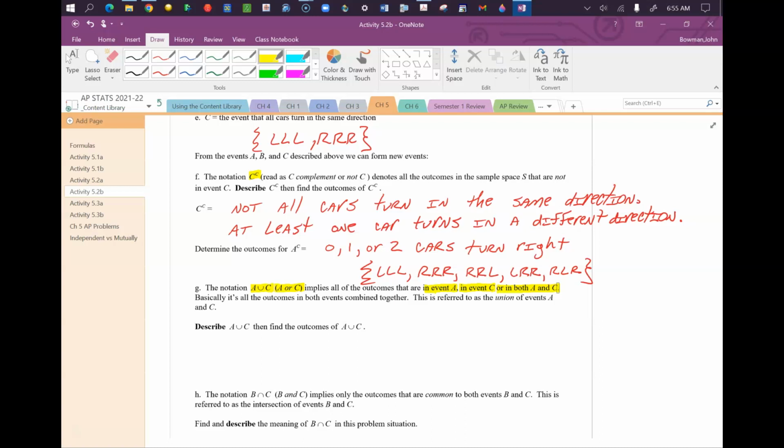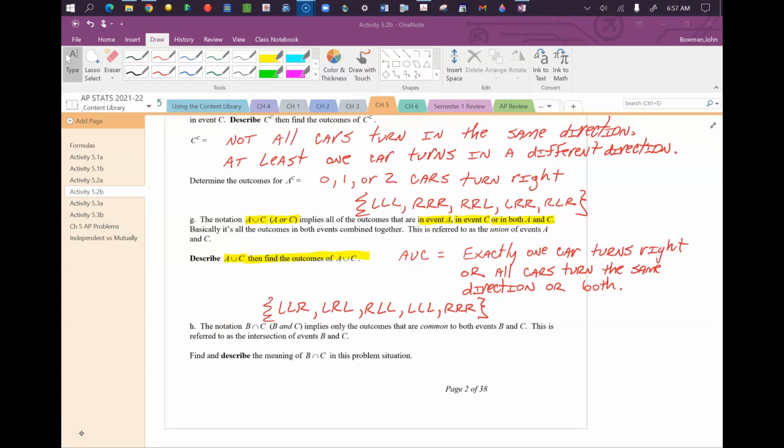So what I'd like you to do is pause the video, describe A or C, then find the outcomes of A or C. So A or C means exactly one car turns right, or all cars turn in the same direction, or both. And the 5 outcomes are shown below that.